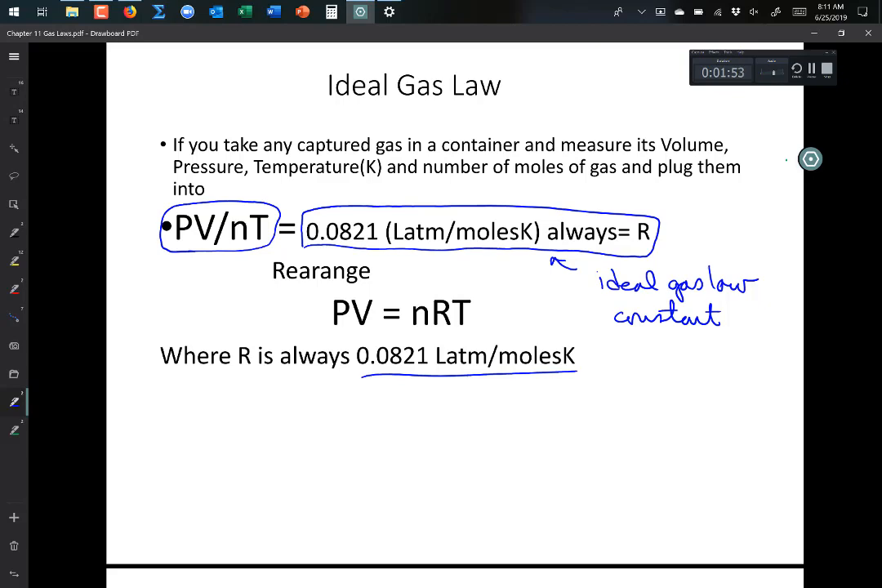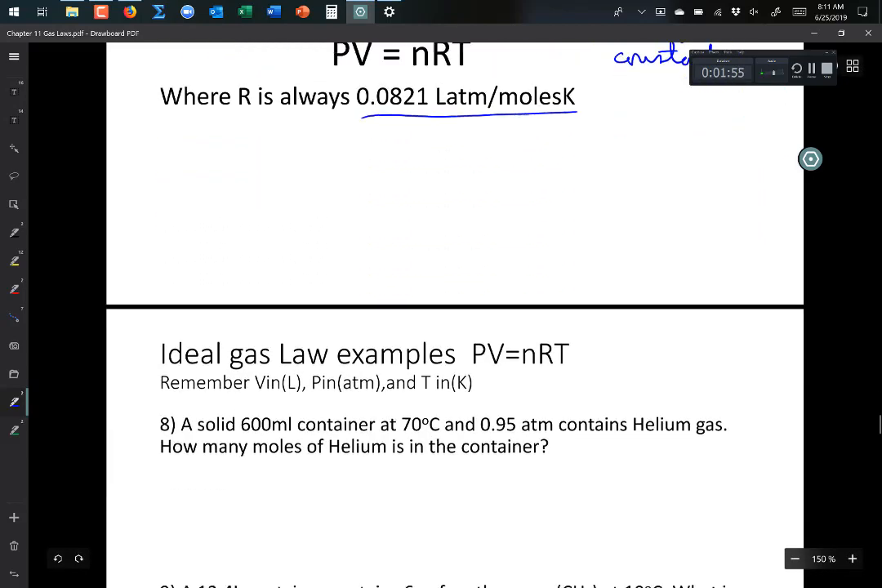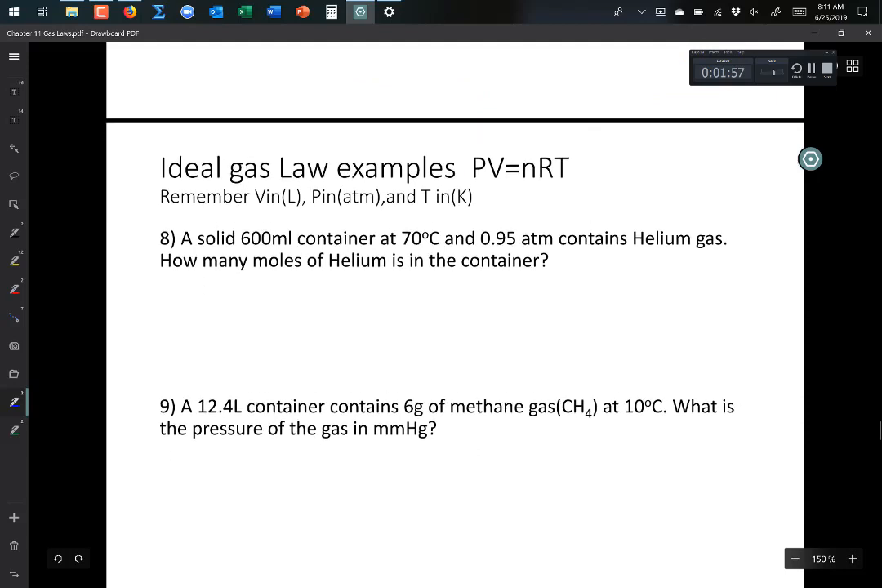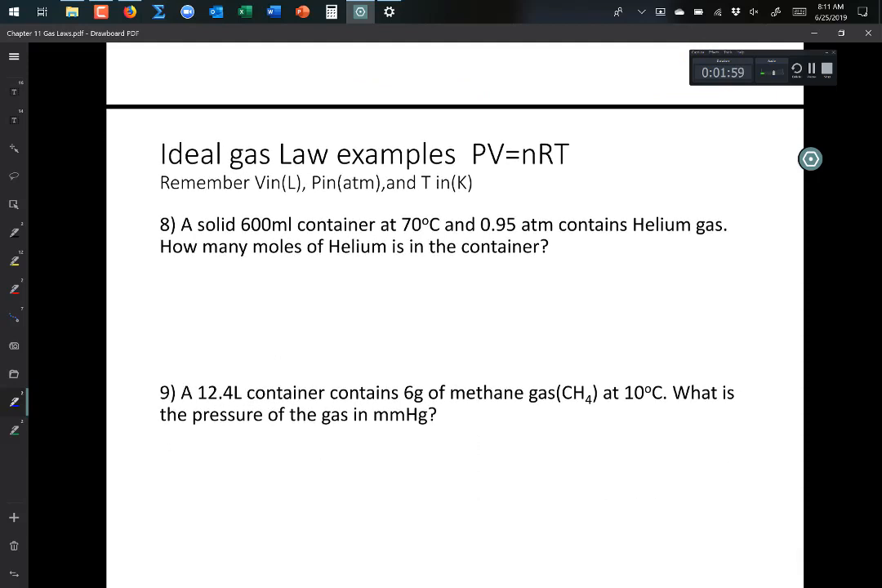All right. So let's look at how we use this equation. Now, the thing I always want you to remember is R is equal to 0.0821, and then the units are liters atmospheres over moles times Kelvin. And here's the deal. Those are the units you have to use in the calculation. So if you don't use those units in the calculation, then the answer is not going to come out right.